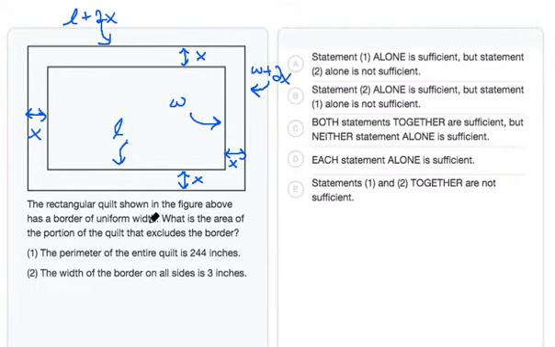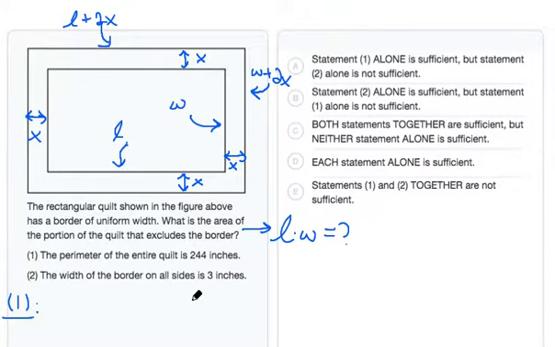And the question asks us what's the area of the portion of the quilt that excludes the border. So we're actually looking for whether we can find a value for the length times the width, which would be the area of the inside of the quilt. So let's consider statement 1, and we'll work through and see if we're able to find a value for L times W.